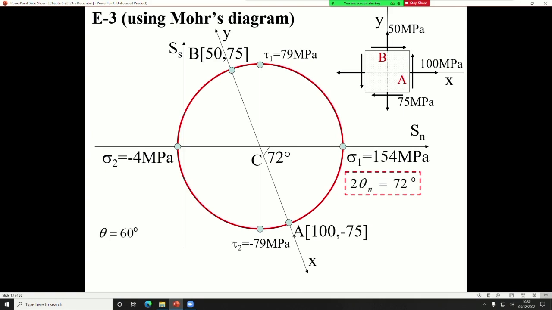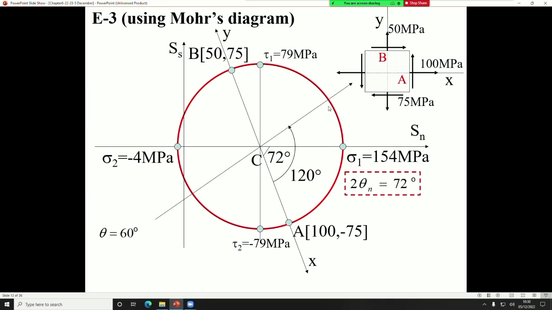Now the next part of the question asked us to find the stresses on a plane whose normal makes an angle of 60 degrees with the x-axis. So we have 60 degrees here on the physical element. If you remember, I rotated this element by 60 degrees, or the normal to the plane made 60 degrees with the x-axis. So 60 is here, and this is the x-axis. So 60 multiplied by 2 is 120 degrees. This is 72, so I have to rotate it anticlockwise by 120 degrees.